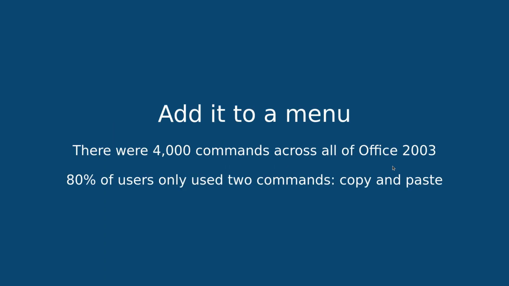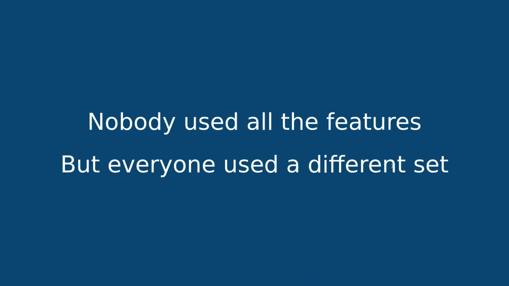The other one is the add it to a menu problem. So in Office 2003, they started collecting metrics to see which of the 4,000 commands people were using, and 80% of the users only used 2 commands, copy and paste. And they realized that nobody used all the features, but everybody used a different set of features. That's the long tail of problem solving.